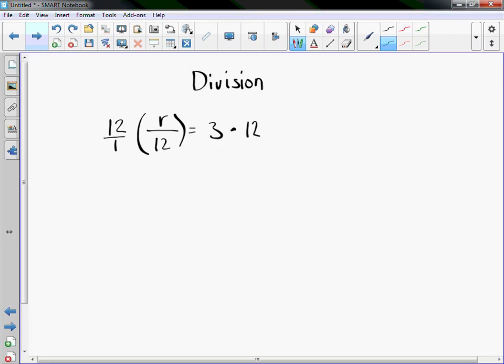Because we were talking about r over 12 being a fraction, it's kind of nice to write 12 as a fraction out here, because now we have 12 in the numerator over 12 in the denominator, and those cancel, leaving us with r over 1, and anything divided by 1 is itself. So r is just equal to whatever we have on the right-hand side, which is 3 times 12, so 36. Okay? And those are your one-step equations and how to solve them.